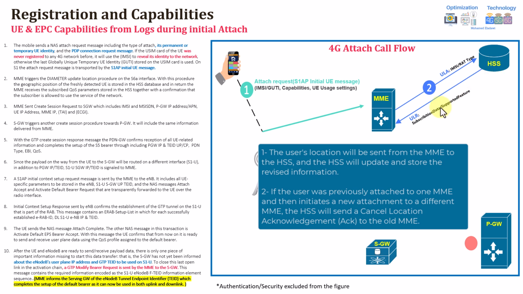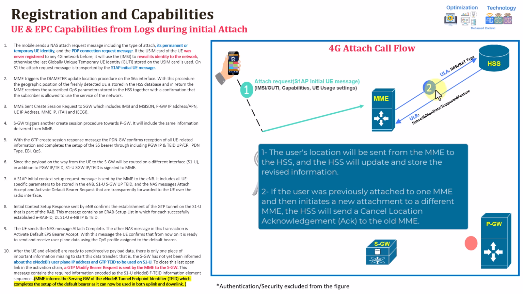So the HSS will reply with the subscription data and the supported features. As you can see in point number 2 here, once the MME triggers this Diameter update location, the HSS will return to the MME the quality of service for this particular user, and also the geographic position, which was already shared. And at the end, it will inform the MME whether this user is allowed to attach to the network or not. There is no restriction, for example, on this particular user.